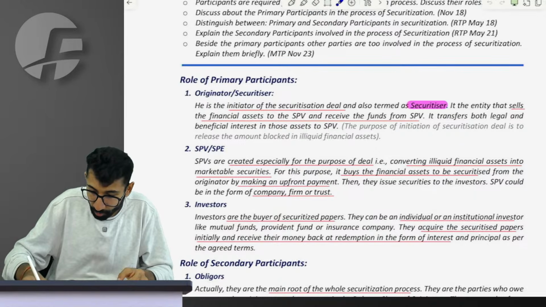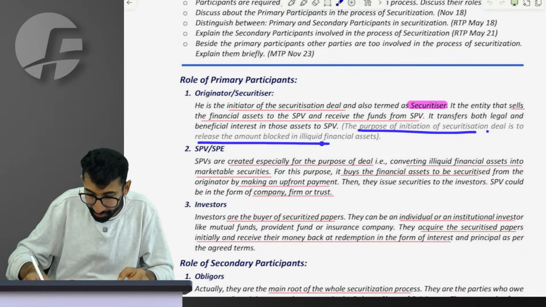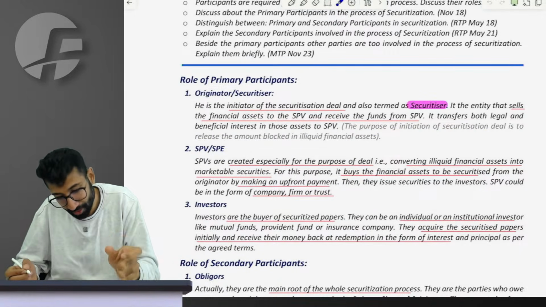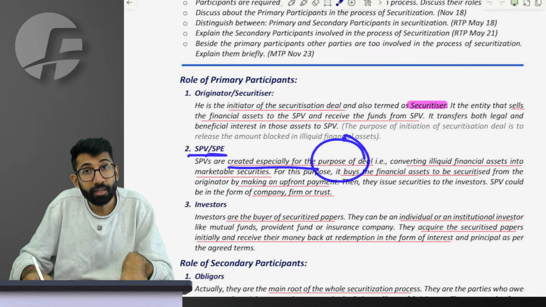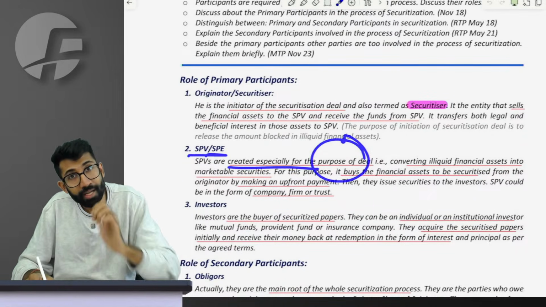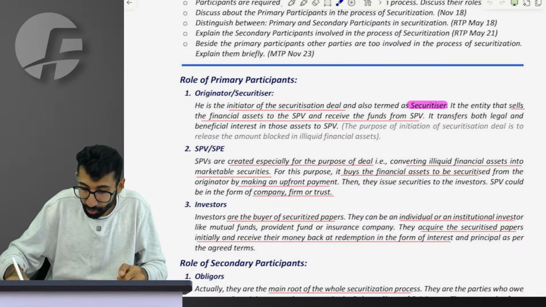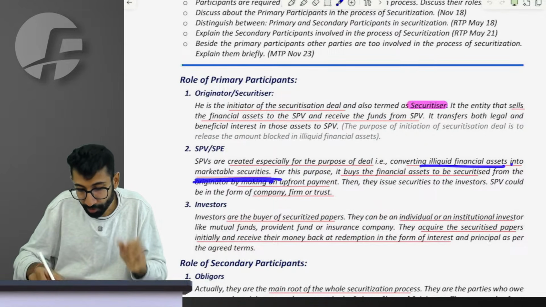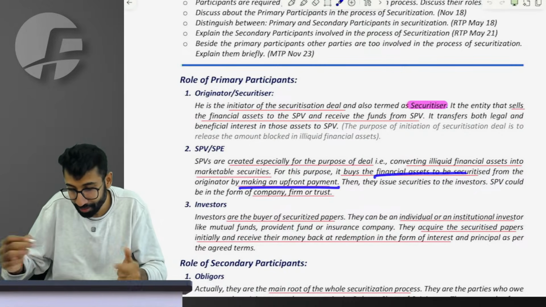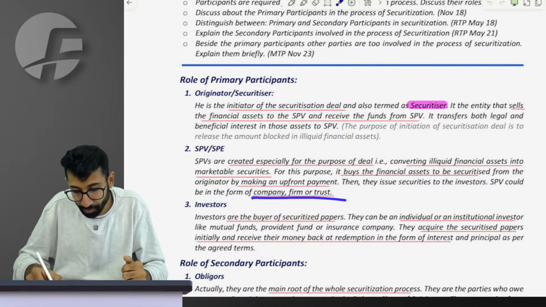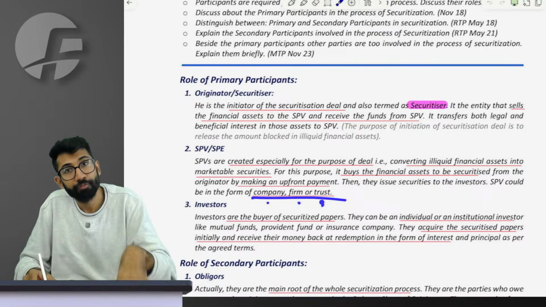Perfect. So the purpose of initiation is to release the amount blocked in the illiquid financial asset. Fine. The SPV is the entity specifically created for this deal to purchase the financial asset and issue the security. So it converts the illiquid financial asset to a marketable security by making an upfront payment to the originator, buying the financial assets from them. Sir, it can be in the form of a company or a partnership firm or a trust.